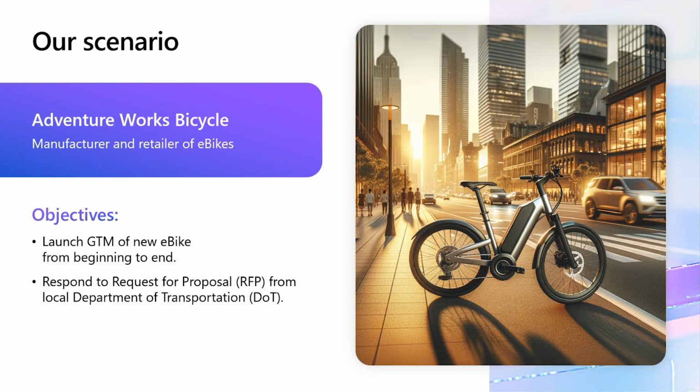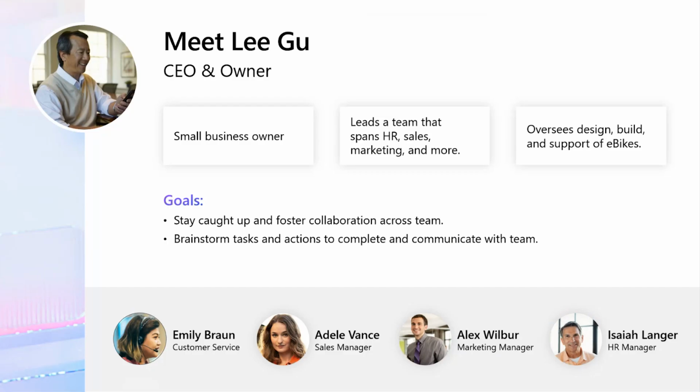They are developing a go-to-market plan for their new e-bikes, and let's dive into the people and the roles at this business. Lee is the owner of the small business. He leads a team of employees covering human resources, sales, marketing, and a lot of other departments. He also oversees the design, manufacturing, and support of e-bikes.